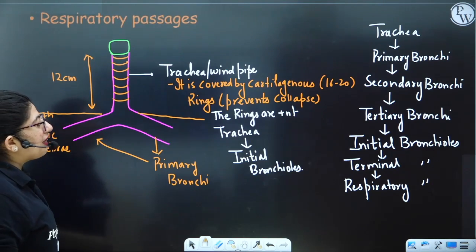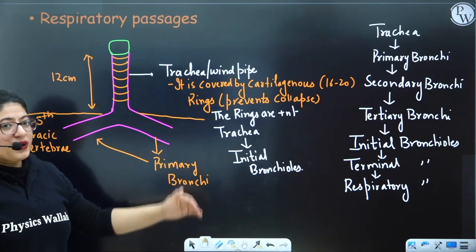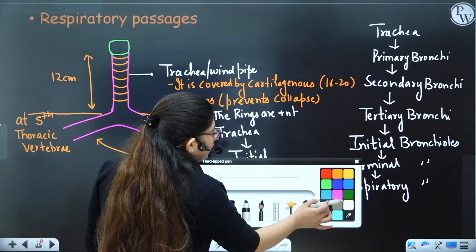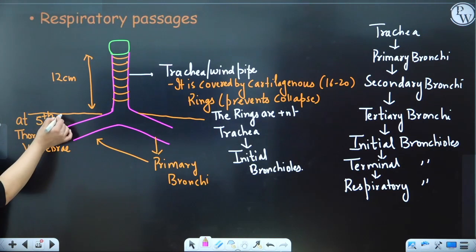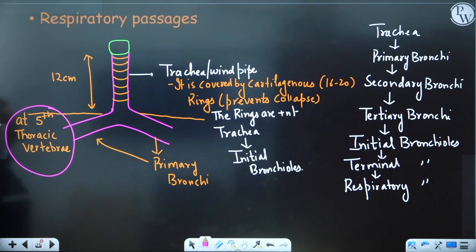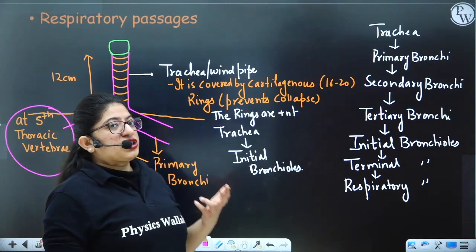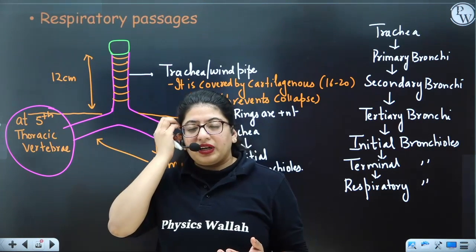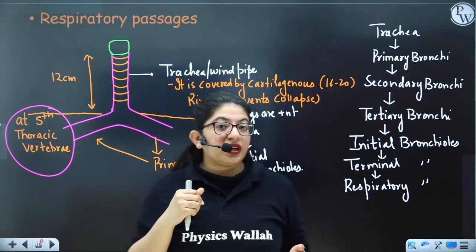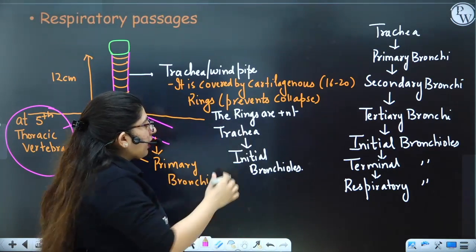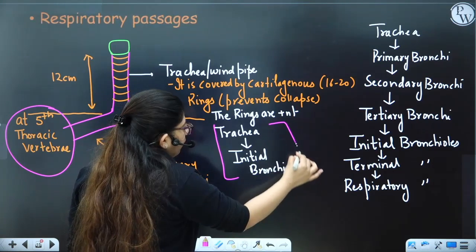Okay. So here, your first question, that is, at which thoracic vertebra does the trachea divide to form bronchi? You will say fifth thoracic. Which parts of the respiratory tree have these cartilaginous rings? You will say from trachea to initial bronchiole. Fine.